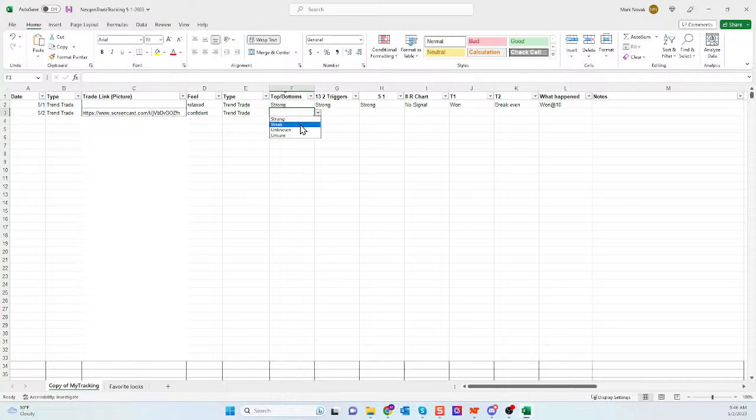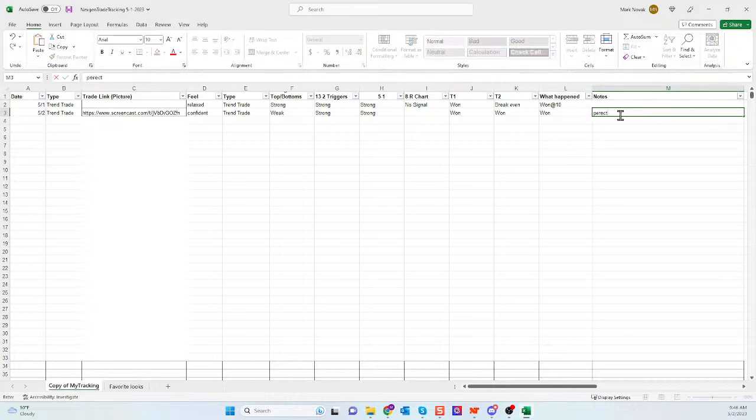Strong top or bottom, you know what? It was weak. What did my 13-2 triggers say? They were strong. What did my 5-1 triggers say? They were strong. No divergences. I don't have an 8 range. I hit my first target. I hit my second target. I won everywhere. What are my notes? Perfect high probability trend trade.